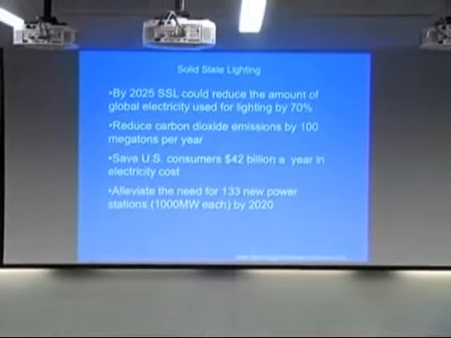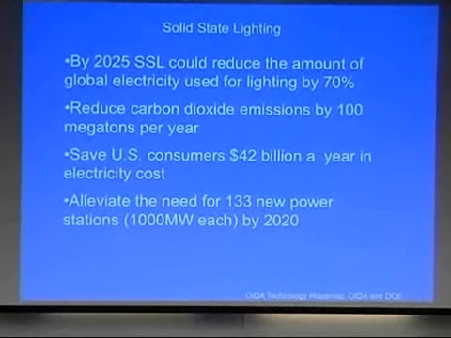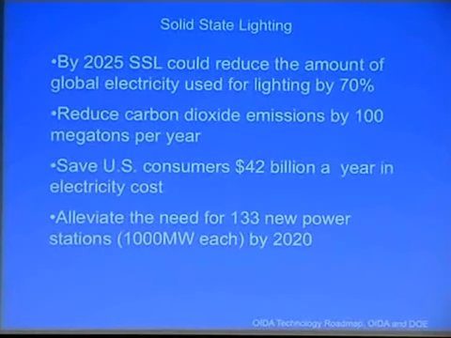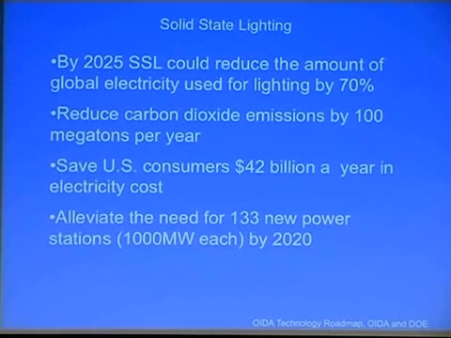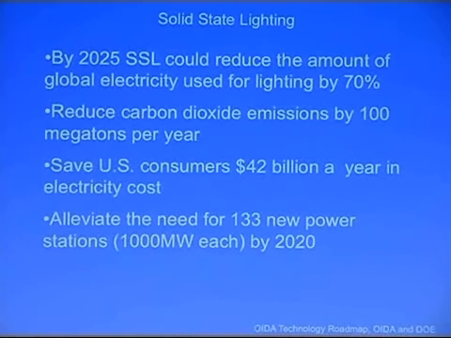So if we could switch to solid-state lighting, this is some information from the Department of Energy. We could reduce the amount of electricity used for lighting 22%. In the United States, 22% of the electricity that we generate goes for lighting. We could reduce greenhouse gas emissions. You could save a lot of money on electricity, and you could alleviate the need to build new power stations.